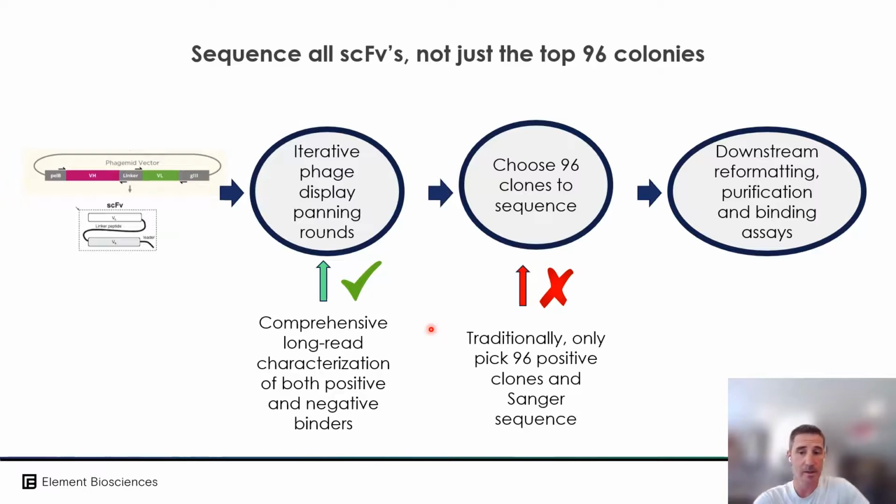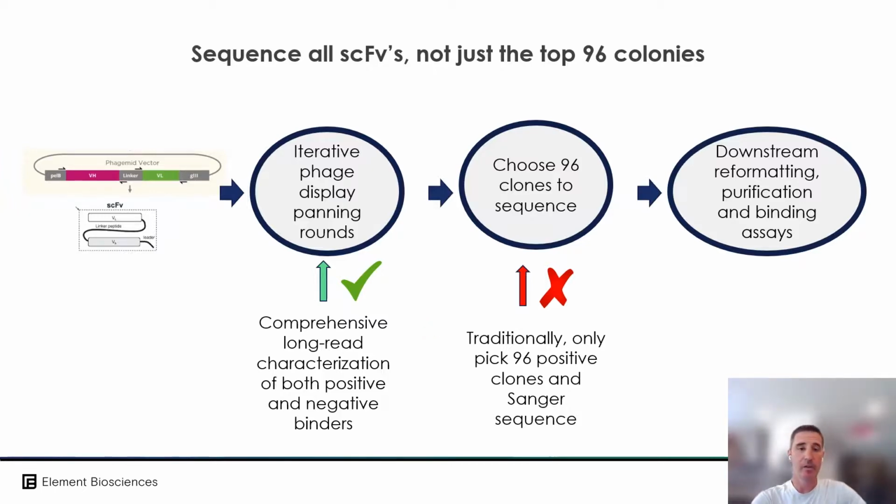So we can sequence thousands, hundreds of thousands, and even millions of variants, and we can sequence both the binders and the non-binders. This gives you much more comprehensive data about your binding experiments and informs the next rounds of panning much more systematically.